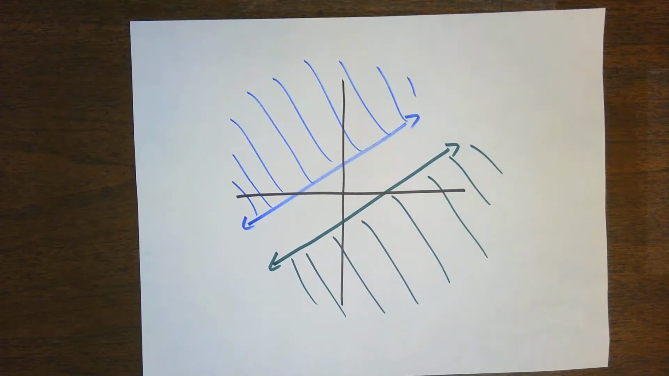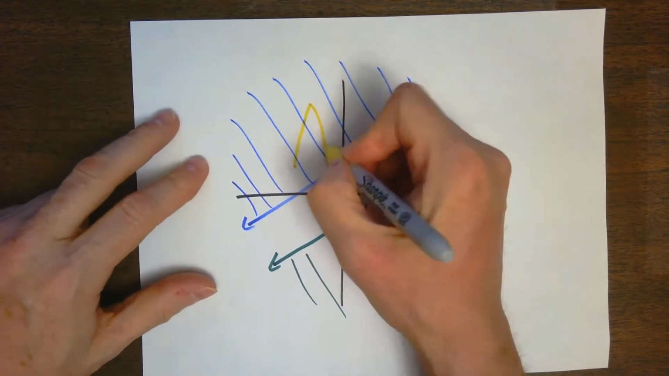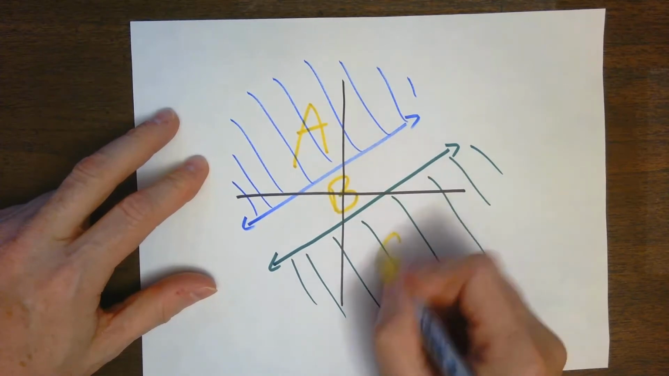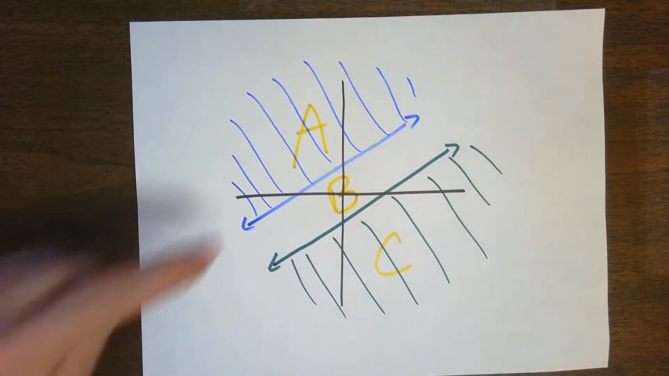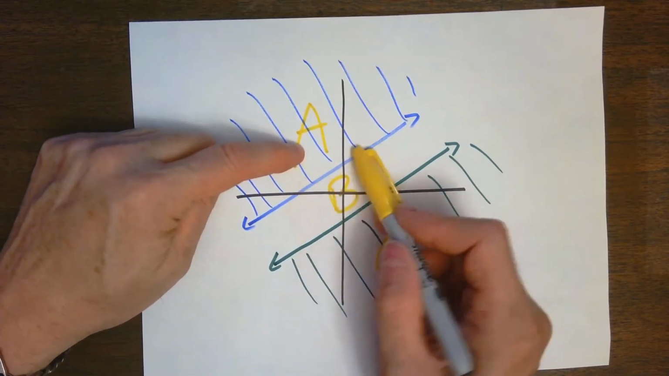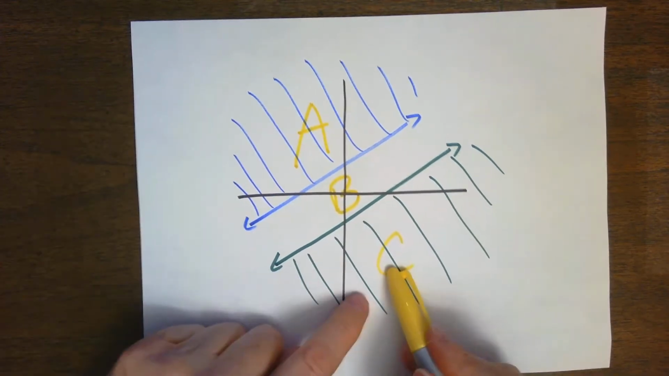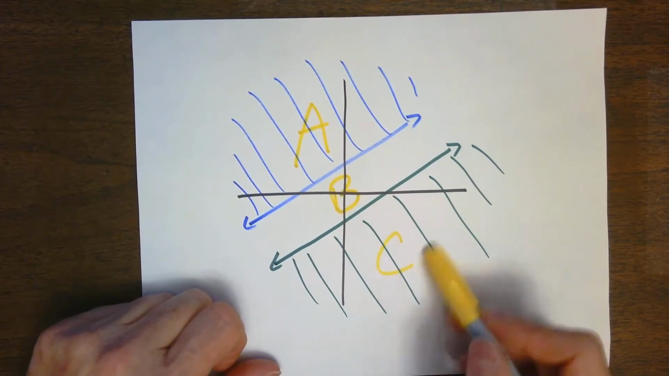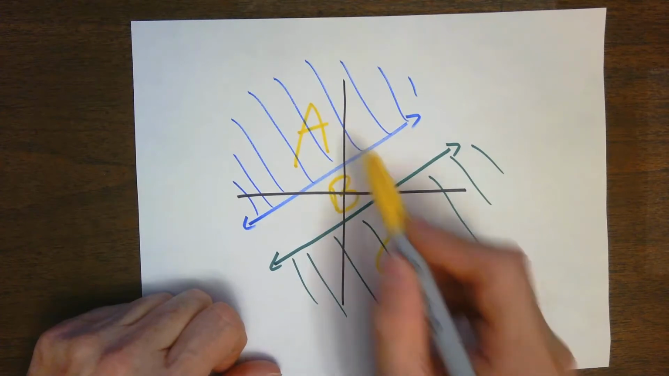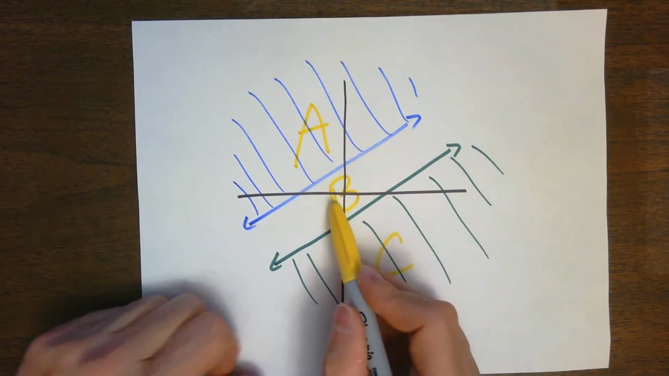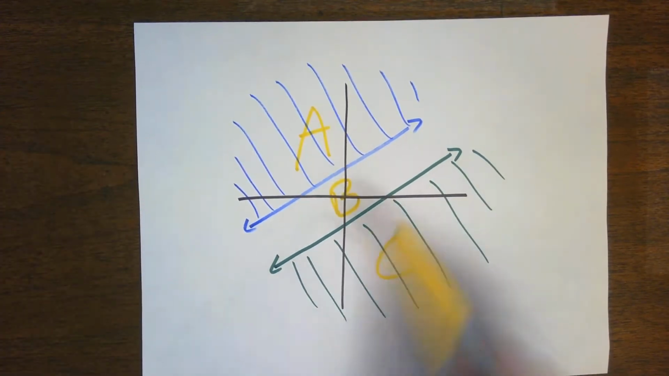Now what happens? How many regions do you see here? 1, 2, and 3. Region A is a solution to this line, but not that line. Region C is a solution, all the points in here are a solution to that inequality, but not this one. And region B is a solution to nothing. None of the points in B are solutions to anything.